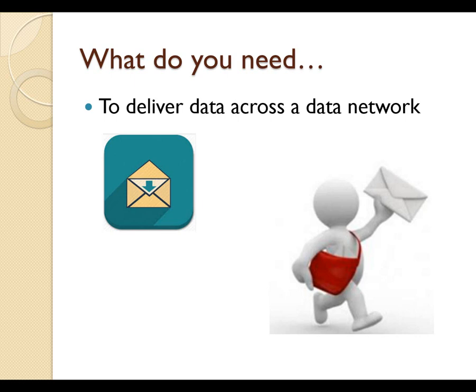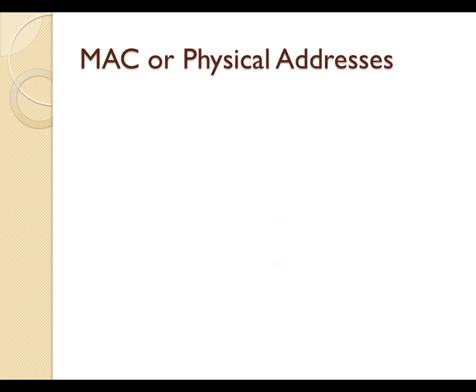If you were sending mail through the good old U.S. Postal Service, you would have to do something to allow that letter to be delivered successfully. You would have to put an address on that envelope. That address would include a street address of the destination. It would include, if it was in the U.S., a city and a state and a zip code. And it would include the name of the individual who you were writing to. So let's see how that matches up to delivering data across a network.